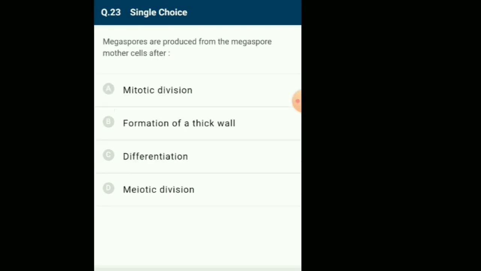Megaspores are produced from the megaspore mother cells after? The process of formation of megaspore from megaspore mother cell is called megasporogenesis. Ovules generally differentiate a single megaspore mother cell in the micropylar region. It is a large cell with a prominent nucleus and dense cytoplasm. It undergoes meiotic division to form 4 megaspores, 3 of which disintegrate and only one remains functional. So the answer is option D, meiotic division.